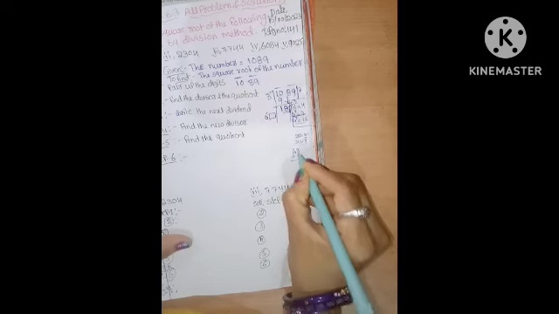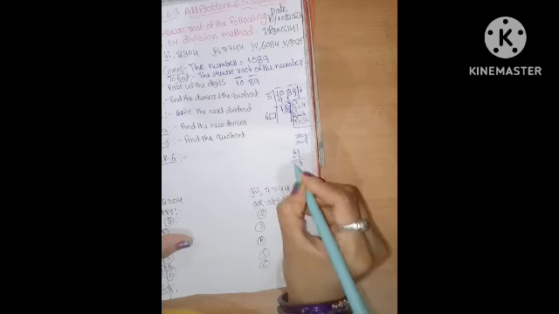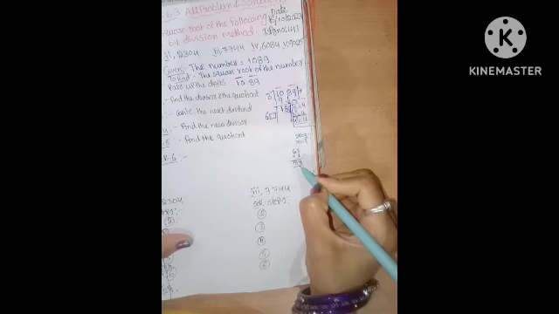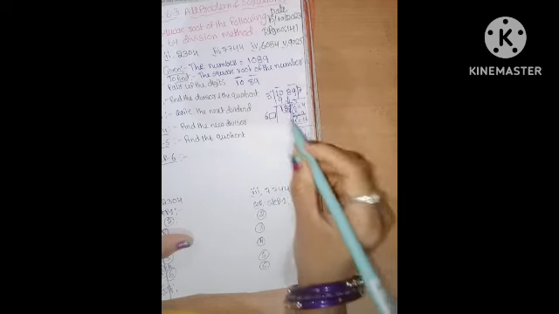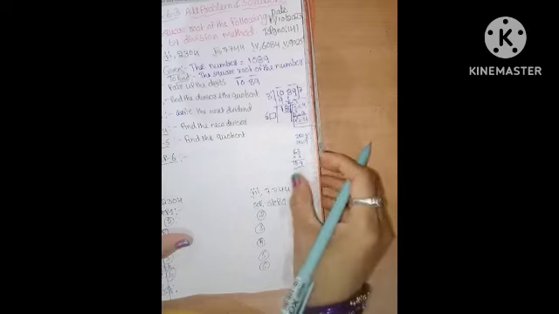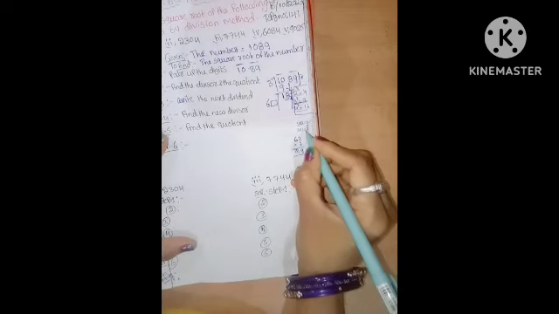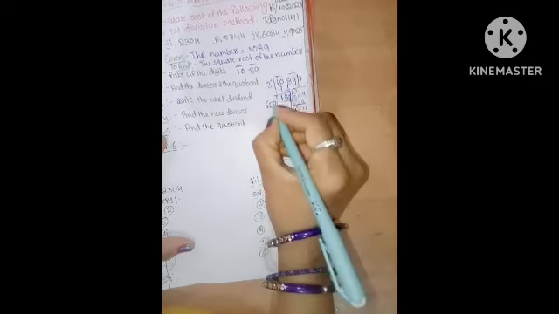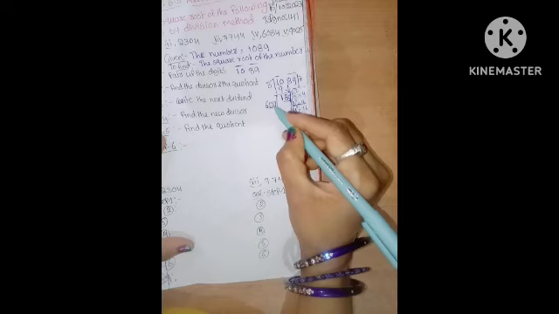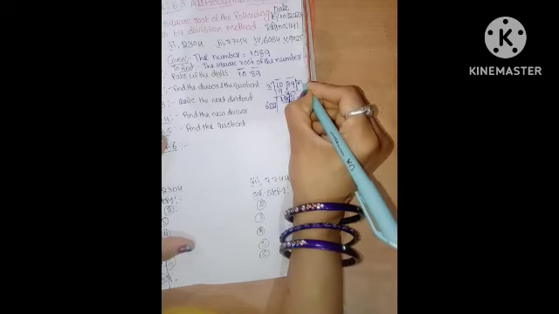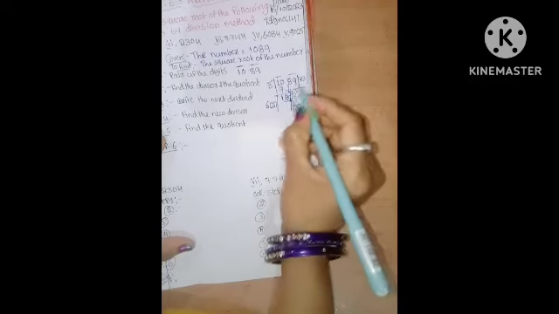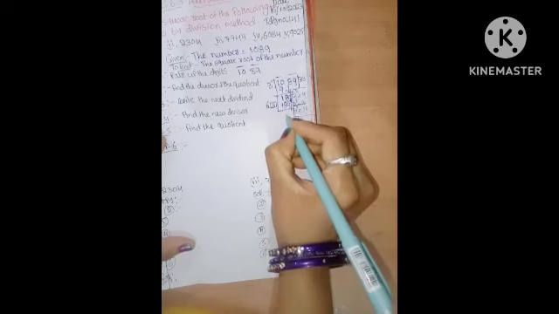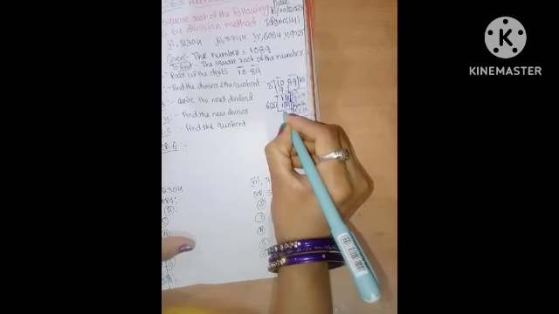63 into 3, 3 times 3 is 9, 3 times 6 is 18. So this, the new divisor and this number, we will get this one only. Are both equal? Yes, it is equal only. So the possible digit is 3. Select this one only, 3. Write 3 in the box, and the quotient is also 3. 63 into 3, we will get 189. Subtracting these two, we get 0 only.